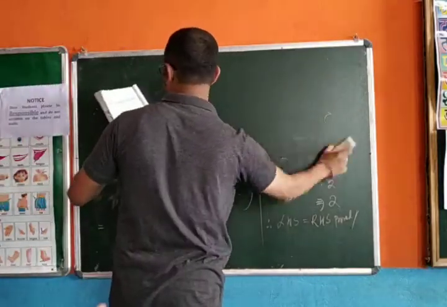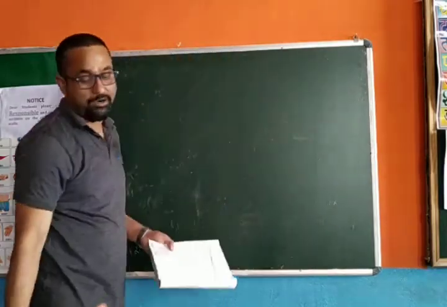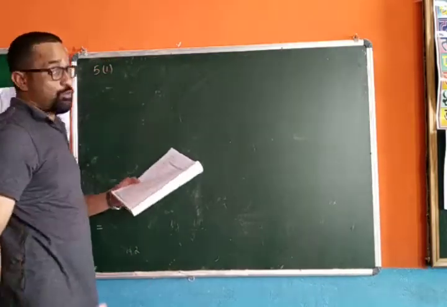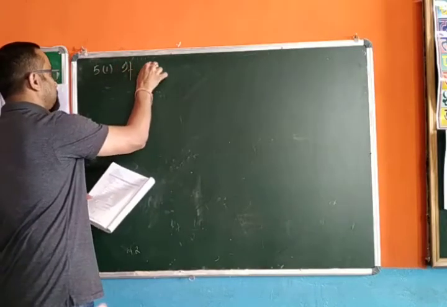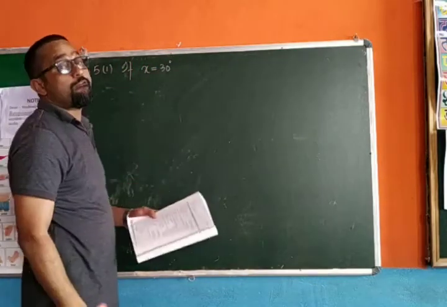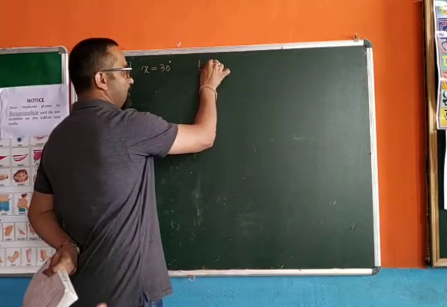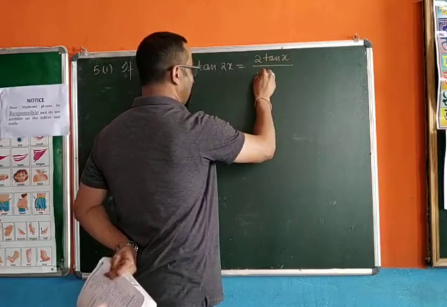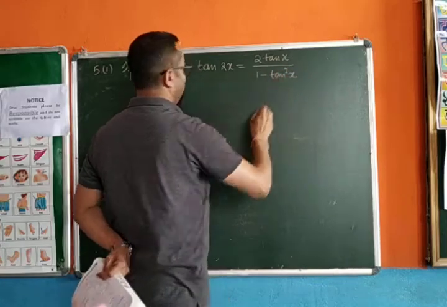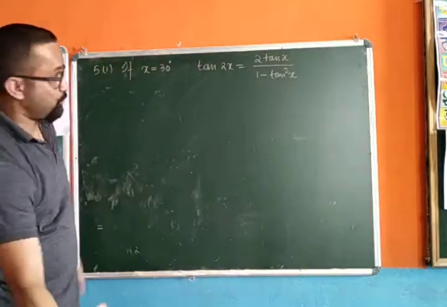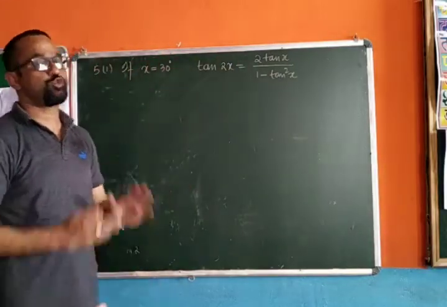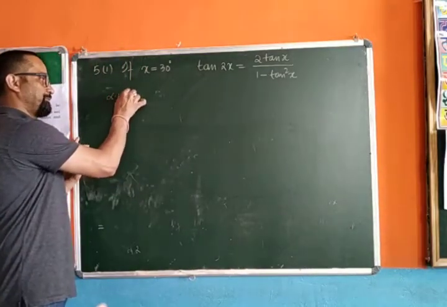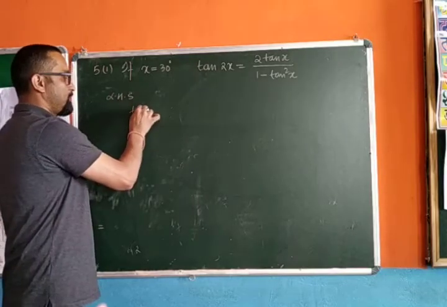Now see this question number 5, and it is an important sum. Question number 5, part 1. Question says that if x equal to 30 degree, verify that tan 2x is equal to 2 tan x upon 1 minus tan square x. So look at this part of the sum, and you need to be attentive. Left hand side, you copy this, tan 2x.